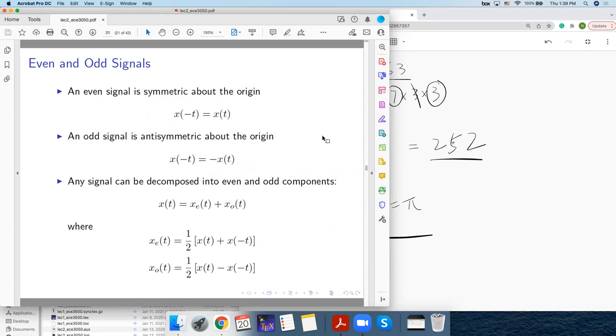And then the next concept that we will introduce is even and odd signals. We have seen this, for example, we know sine signals, they are odd signals. And cosine function is the even function. So in general, the definition of an even signal is that if we do a time reversal, the signal will remain the same. So if this is satisfied, the signal is called an even signal. Otherwise, if we do a time reversal and the amplitude becomes negative, then we call this an odd signal. And this is the definition. After performing a time reversal, it equals the negative of the original signal.